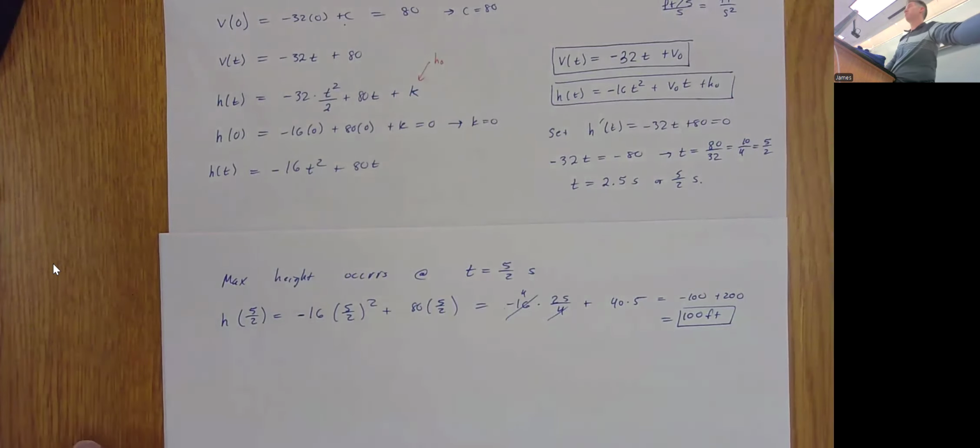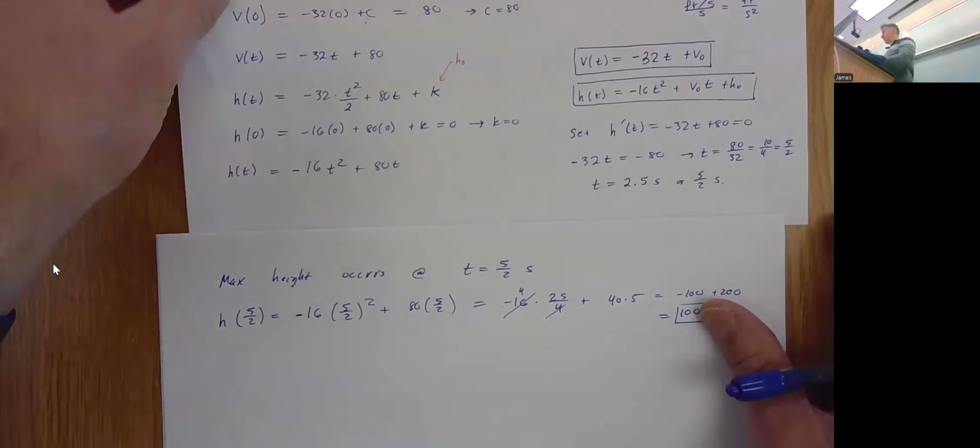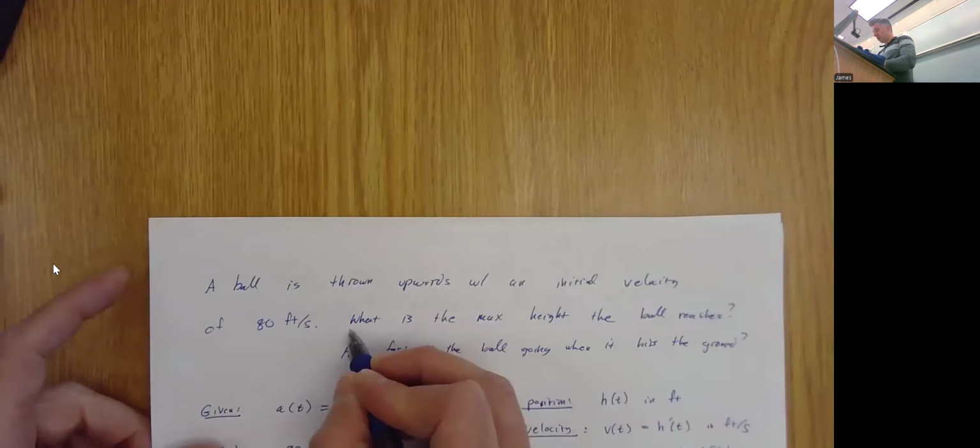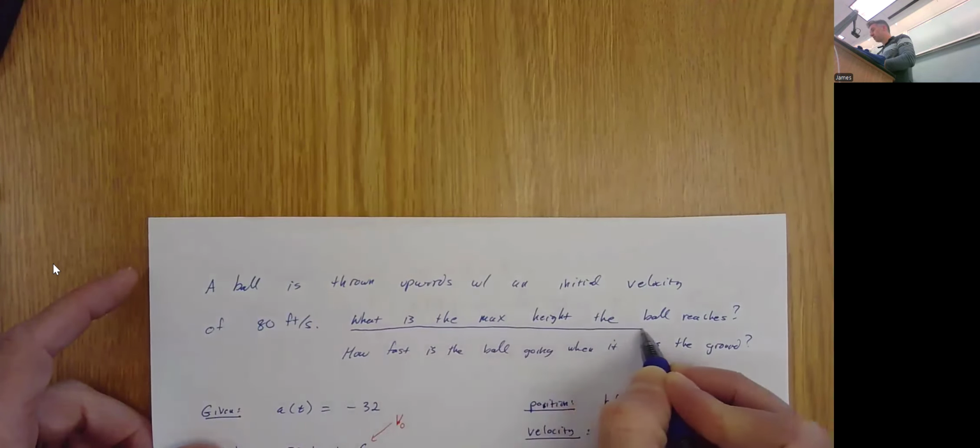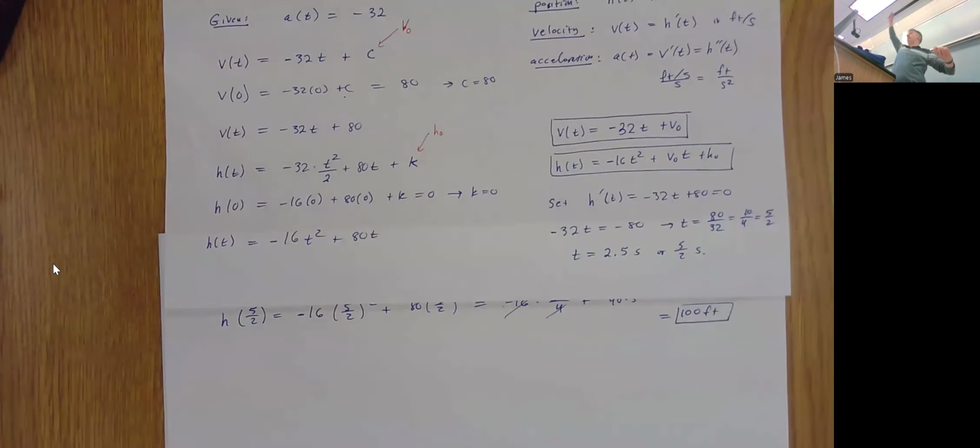Why did you not set the position equation to 0? Why was it the velocity? So if position is equal to 0, that means the ball is on the ground. And the first question here, not the second question, the first question is, what is the maximum height the ball reaches? So I'm trying to find when the ball reaches its apex here, and that's exactly when the velocity of the ball is equal to 0.